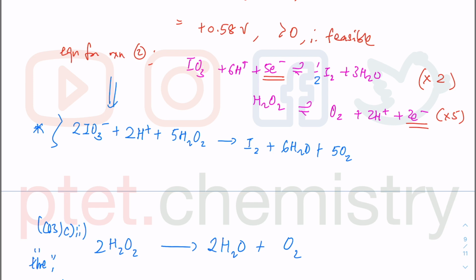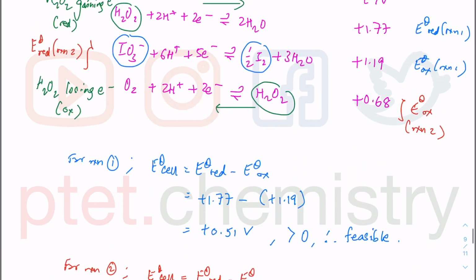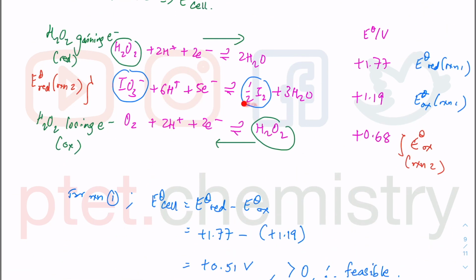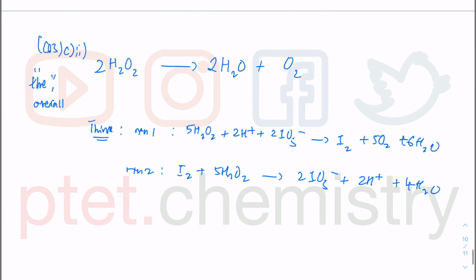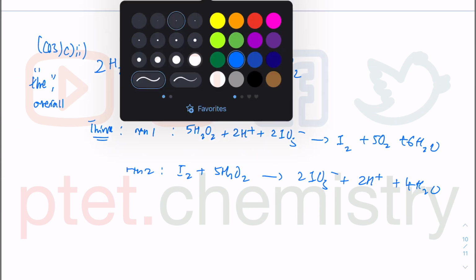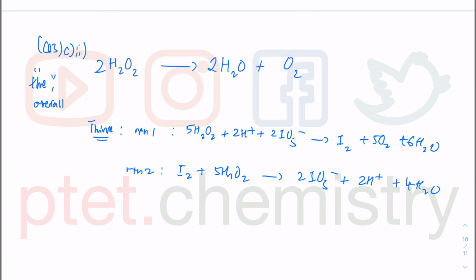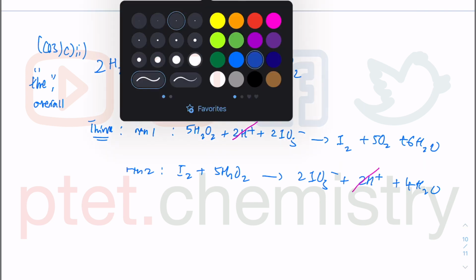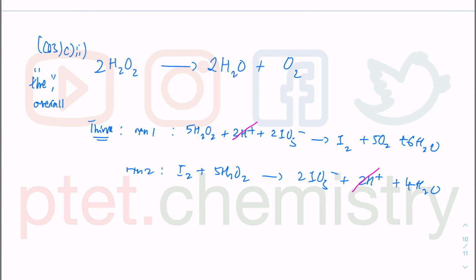So what do we have previously? H2O2 with IO3 minus, H2O2 with I2, H2O2 with IO3 minus, and then this one was H2O2 with I2. So that was all right. I might have gotten them the other way around, but anyway, the idea is that you have the H plus and the H plus, and then you also have the two IO3 minus and the two IO3 minus.